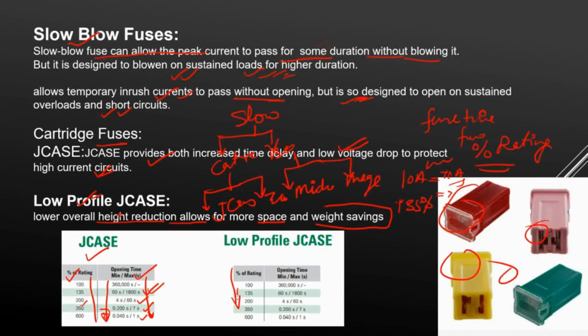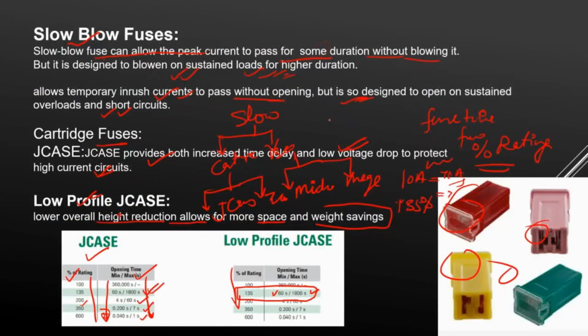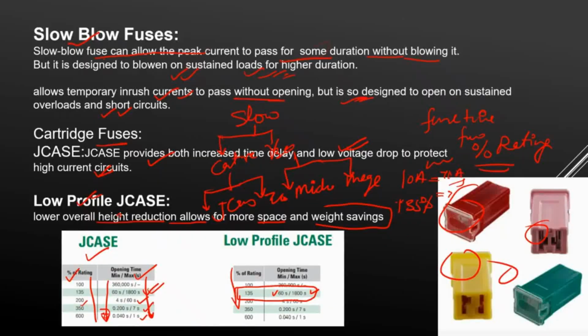So I take one example. I take one example of this one, 130% of this. Okay, so how much? 60 seconds and 1800 seconds is the maximum. Then we will see the fast blow fuse. So at 130% you see 0.75 and 600 seconds. Can you see this? Here it is 0.5 second and here it is 60 seconds.